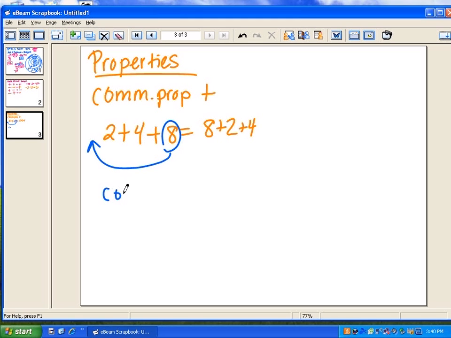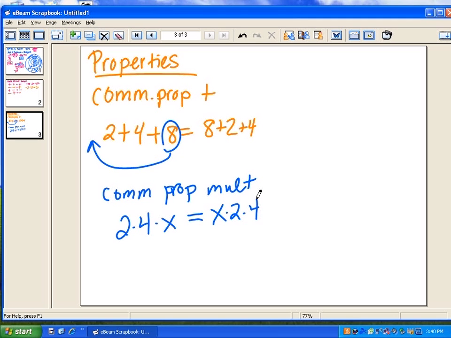Whereas the commutative property of multiplication would look like 2 times 4 times x is equal to x times 2 times 4. Or you could say 2 times 4 times x is equal to 4x times 2. Same thing. The numbers are commuting around. And again, there are no parentheses. That's how you tell the difference most of the time between associative and commutative properties. Of course, they did give us tricks like this.